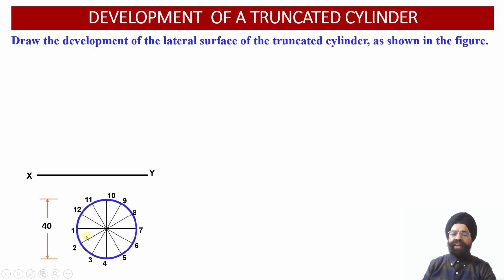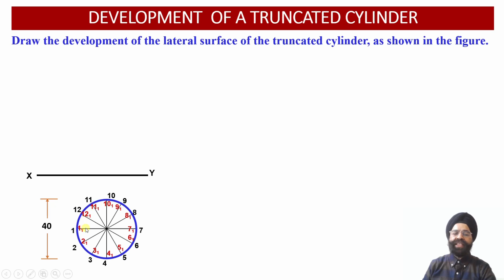Each sector will have an included sector angle of 30 degrees. Now there are 12 points corresponding to the cylinder top face, and 12 points corresponding to the base of the cylinder. So the red points, that is 1 1, 2 1, 3 1 and up to 12 1, these 12 points are marked with red color and have suffix 1.